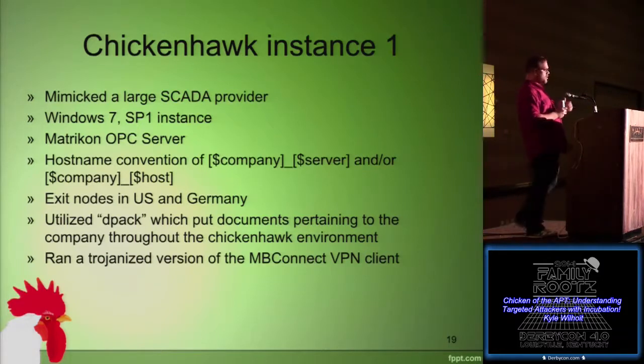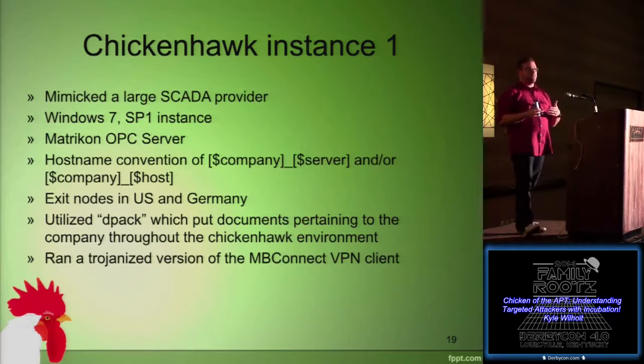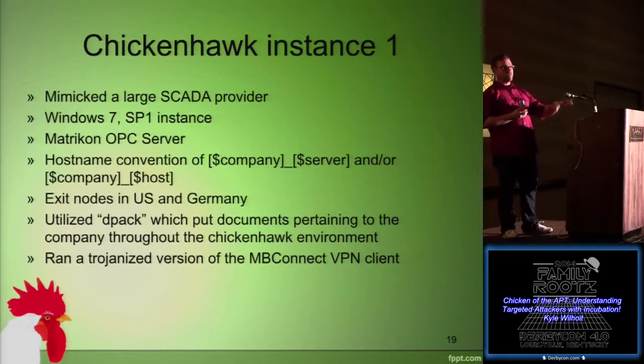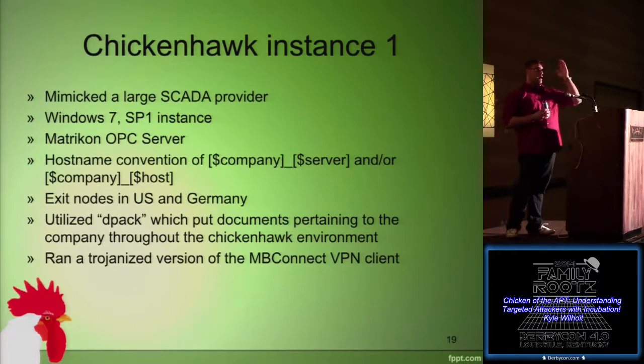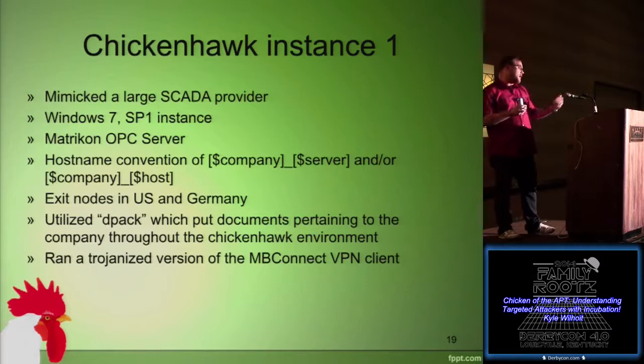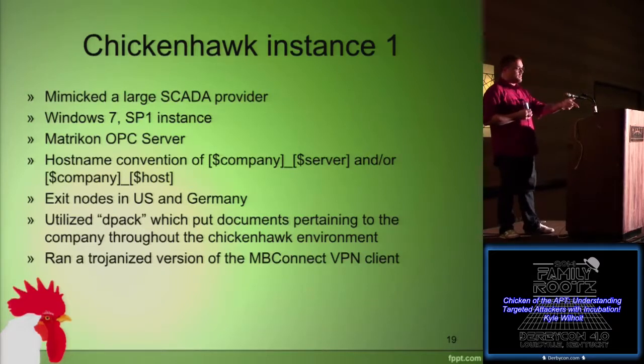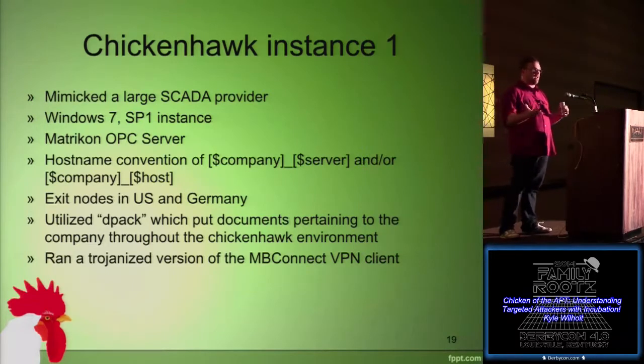I had exit nodes in the US and in Germany, and I utilized the DPack across the environment that sprayed them throughout the entire environment except the OPC server. That can raise some different questions if you're an attacker. And then I ran the Trojanized version of the mbCONNECT VPN client on that host. The reason I executed that is I was thinking that if I'm the victim, I'm going to open up this VPN software on this host and execute it. And in this case, it's the same thing. I wanted to act like a normal user in Siemens, executing this VPN software.